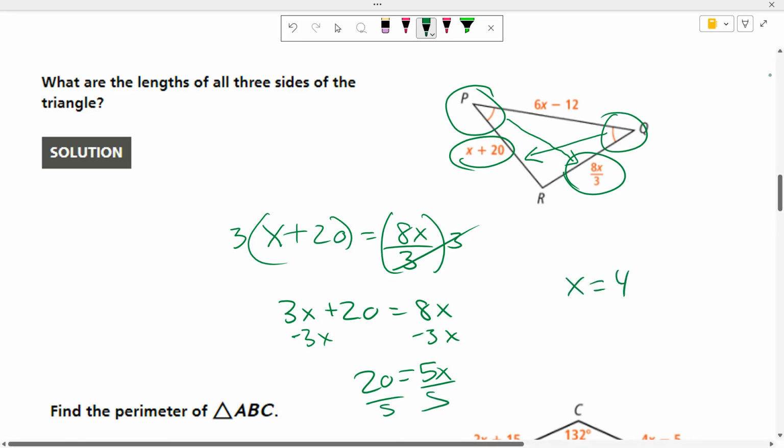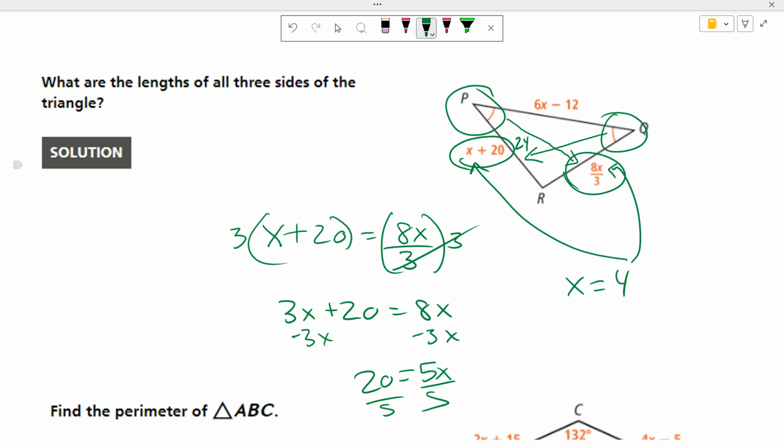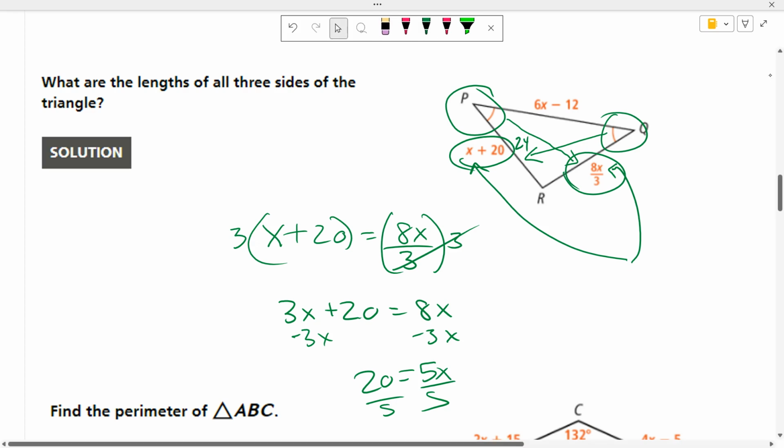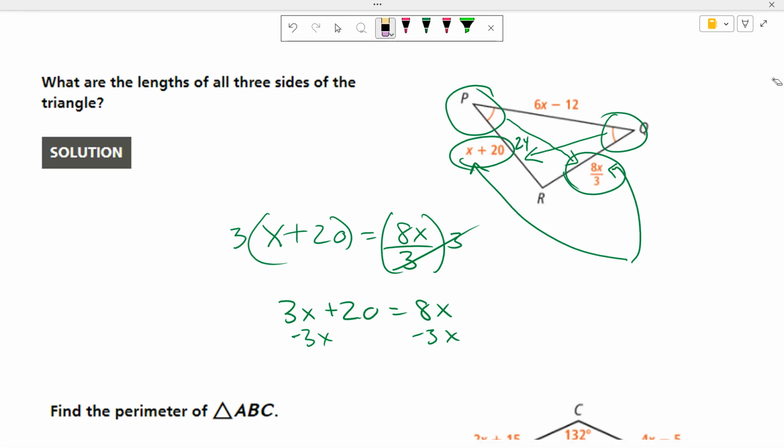x equals 4. So if we stick 4 in here, how long is this side? 24. If we stick 4 in here, we get 32. Whoa. Did that work out right? Mr. Bierschbach. None of you guys told me I was doing this wrong. But guess what? What did I forget to do? I forgot to distribute. That's 60.